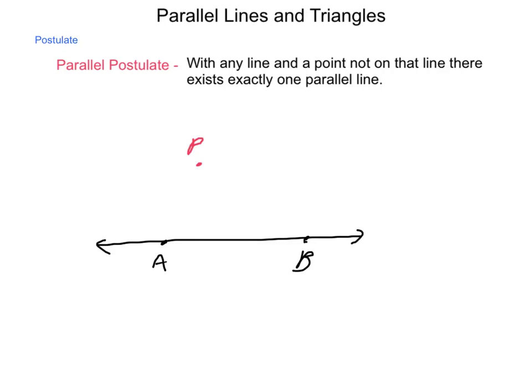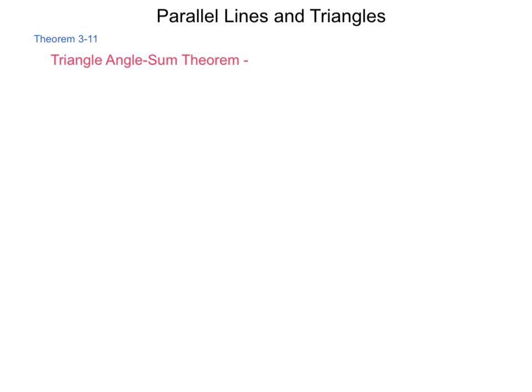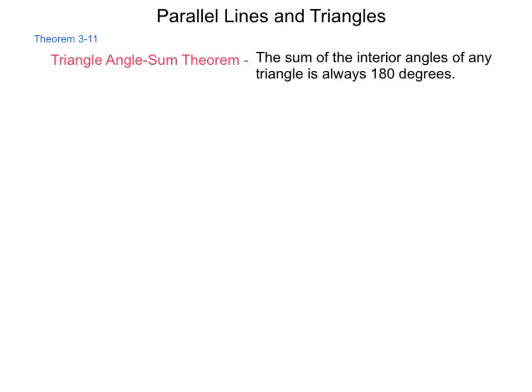And with this, we're going to begin looking at theorem 311, which is the triangle angle sum theorem. Now this theorem states the sum of the interior angles of any triangle is always 180 degrees. And the way we're going to build this is by using the parallel postulate.